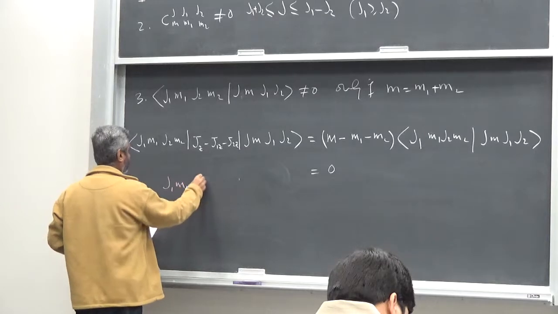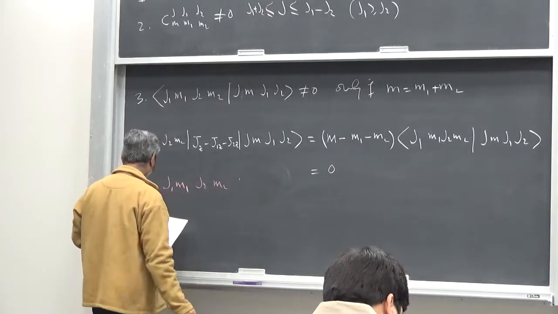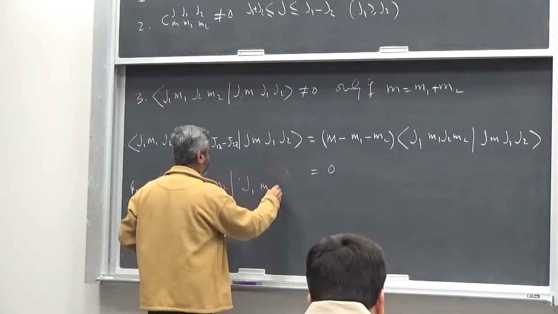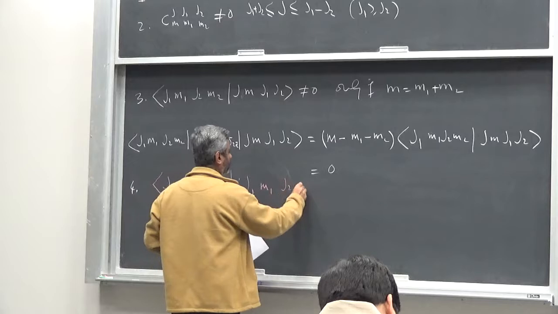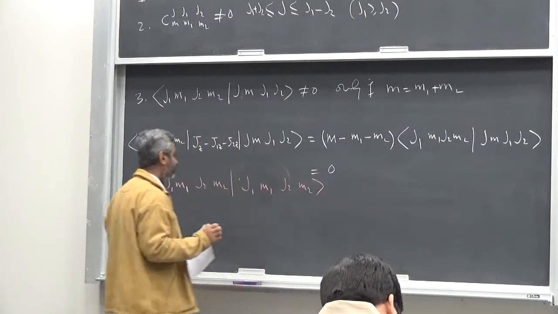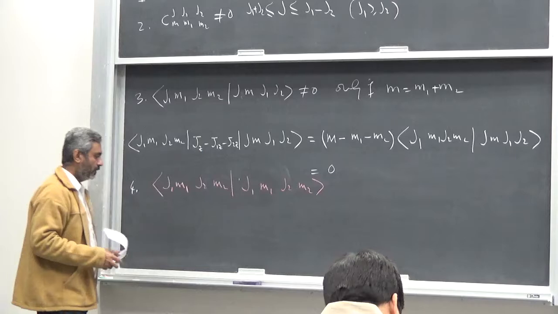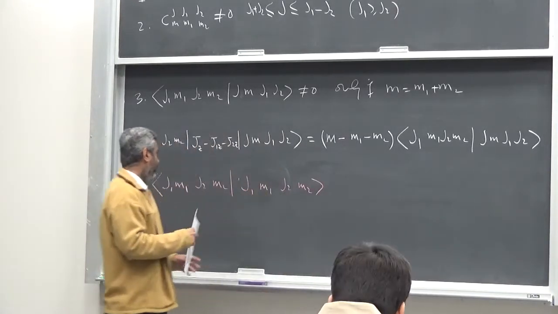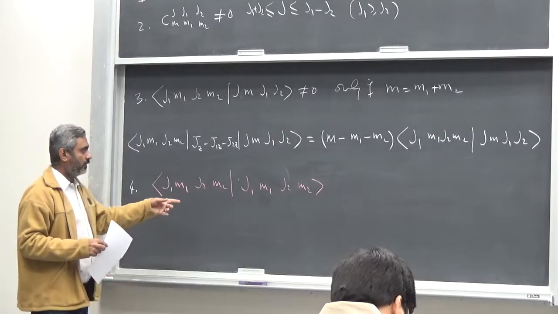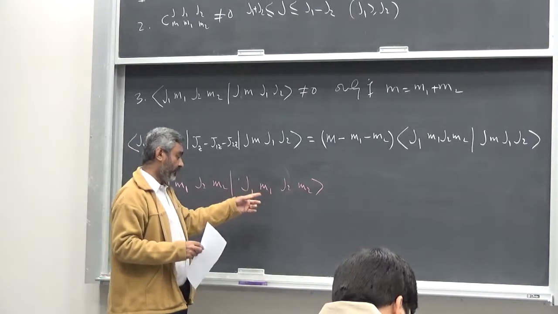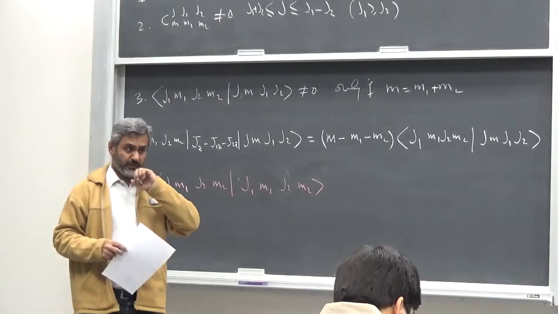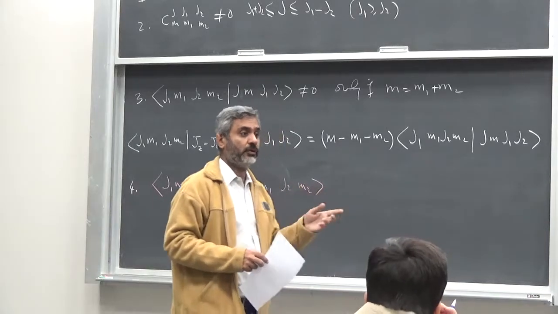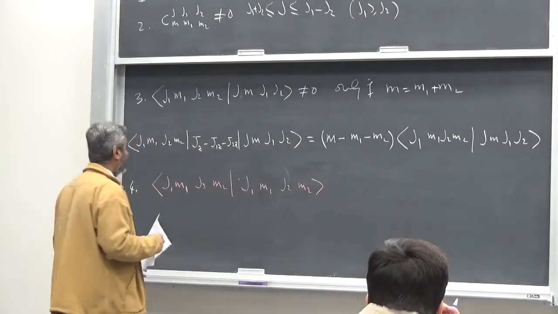J1, M1, J2, M2, right? J1, M1, J2, M2. What is this equal to? Yeah. Should be equal to 1. Because M1 and M2 and J2, these eigenvalues don't form a continuum, right? So it's not going to be a Dirac delta function, it's going to be 1.